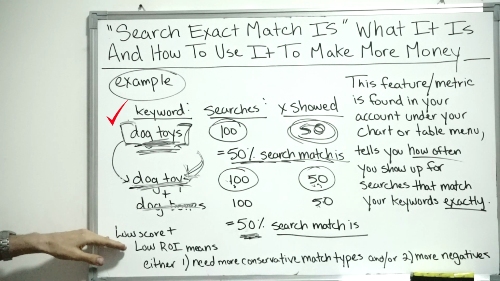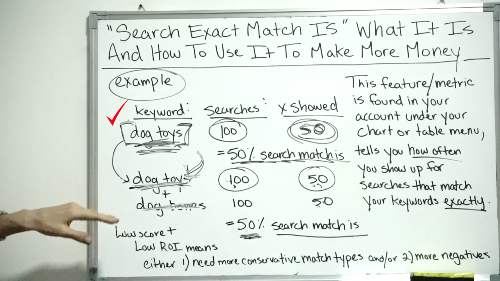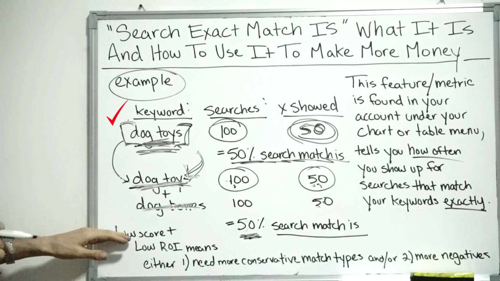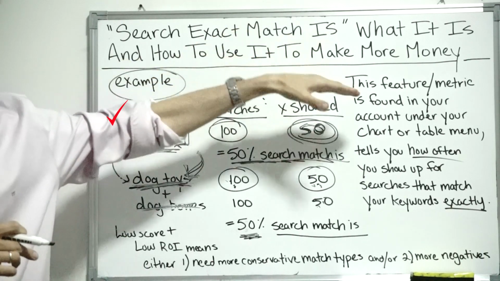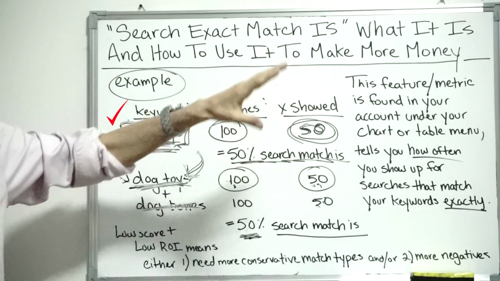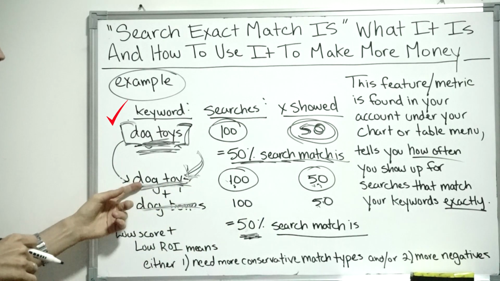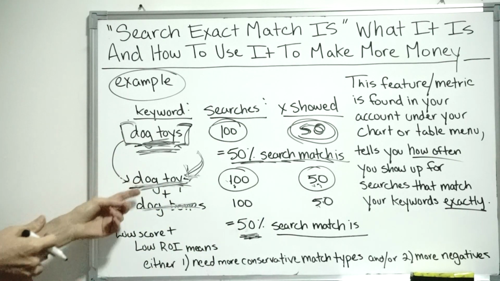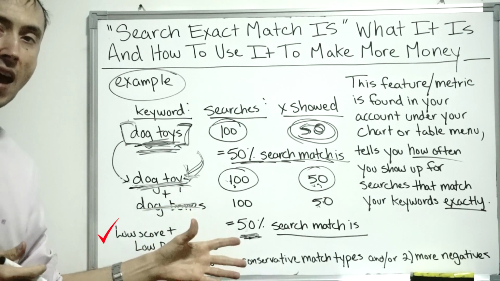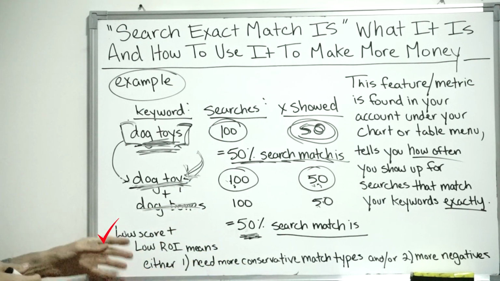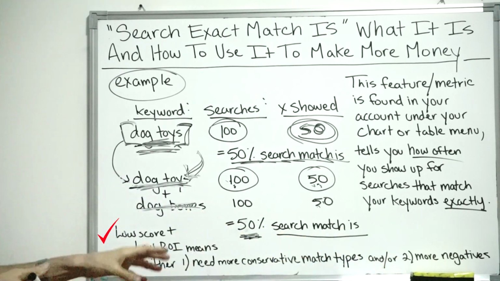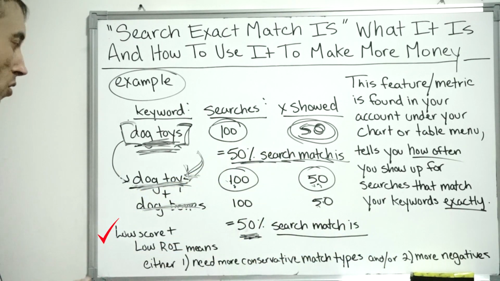Now, how to use this to make more money? If you have a low search exact matches score, meaning you're showing up for a lot of stuff other than what the keyword is exactly, like I was explaining before, and you have a low ROI on your campaign, at that point it should trigger you to do one or two different things, or both.